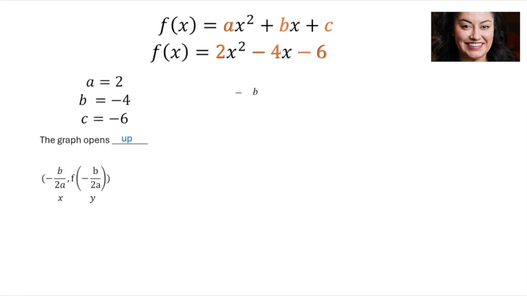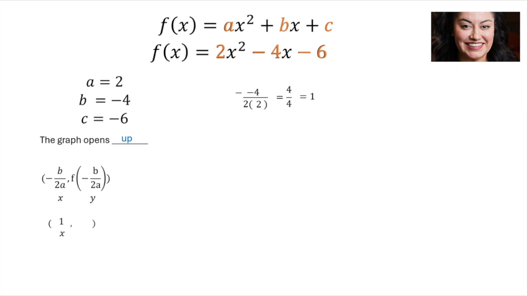Let's go ahead and use our formula, negative b divided by 2a. In our case, our b term is going to be negative 4, and our a term is a positive 2. On top, we'll have a negative 4, which will make a positive 4. And on bottom, we have 2 times 2, which is also a positive 4. 4 divided by 4 is 1, and this means that our x value of our vertex is positive 1.